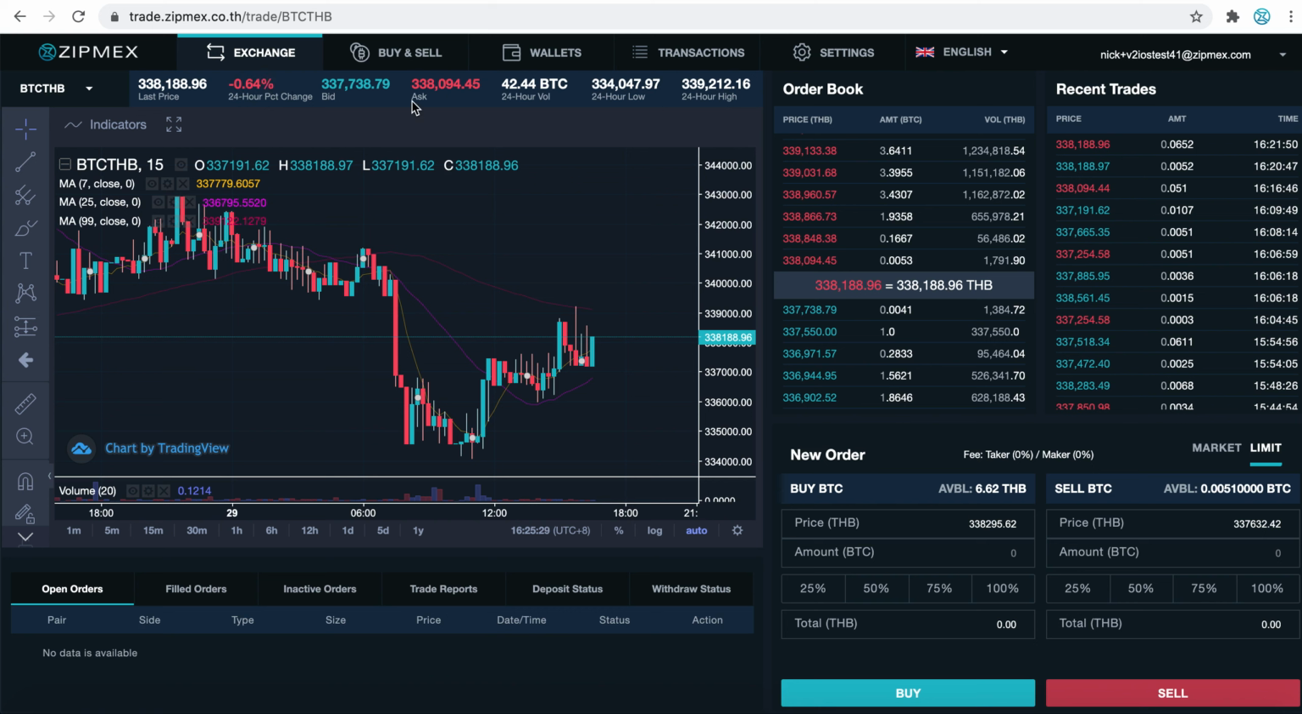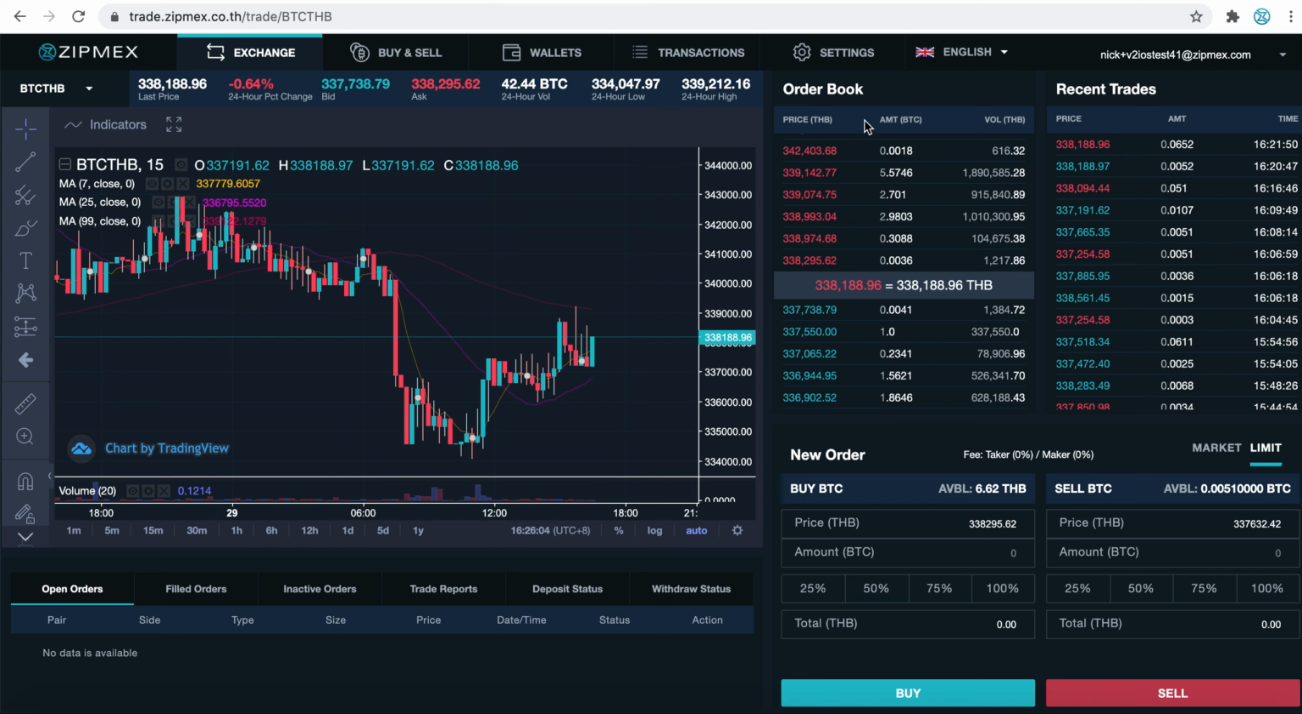As for bid and ask, you can see over here is the same, right? So bid price is the price the buyer is willing to buy Bitcoin at, the best price, and this is the best price that the seller is willing to sell at. Right, 24 hours volume. This is the amount of BTC traded within 24 hours, 42.44 Bitcoin. And this is the 24-hour low and 24-hour high Bitcoin prices.